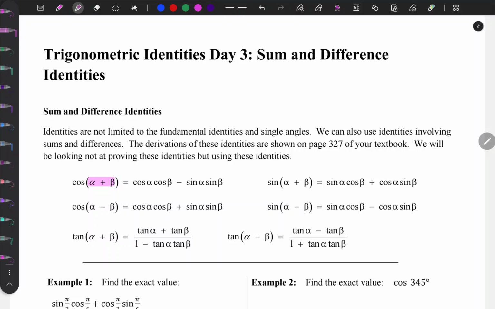We won't really worry about deriving these, however, you can look in your workbook to see where they come from. We're just going to look at how we can use these to be a little bit efficient. You'll notice we have a couple of different symbols for our angle. We're going to be using alpha and beta. The idea is that we're just using two different variables since most of the time we'll have two different angles.